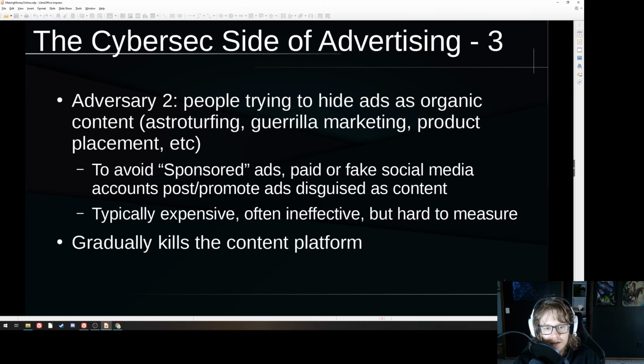Of course, this kind of content gradually kills the platform, as the entire platform gradually becomes filled with these kinds of sponsored things and astroturfing. And this was the case for pretty much every dead social media of the past. This was what happened to platforms like MySpace and Digg. They also gradually got constricted by a bunch of viral marketing, guerrilla marketing type crap.